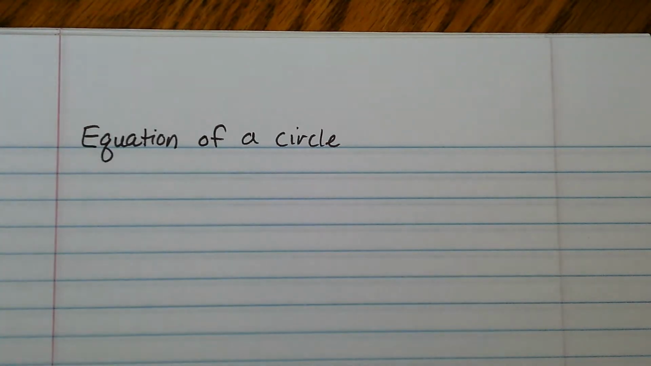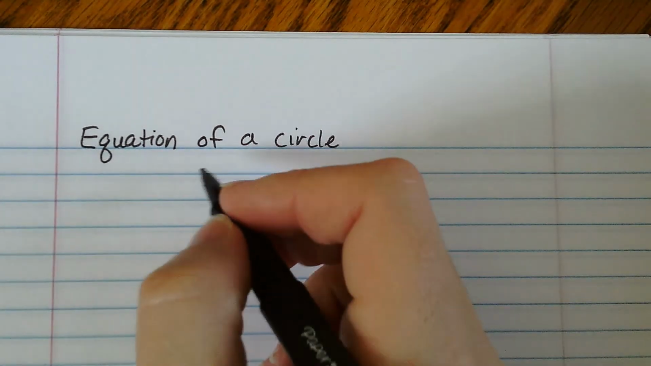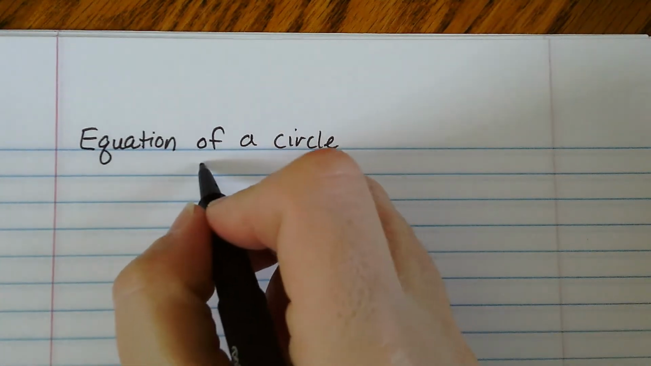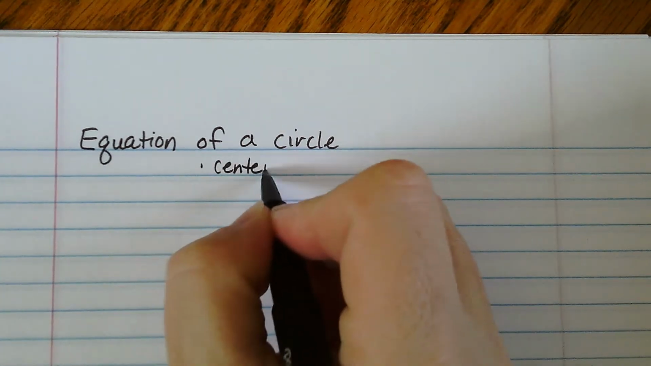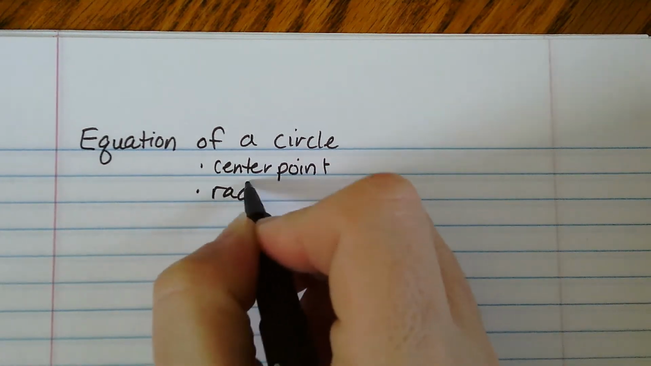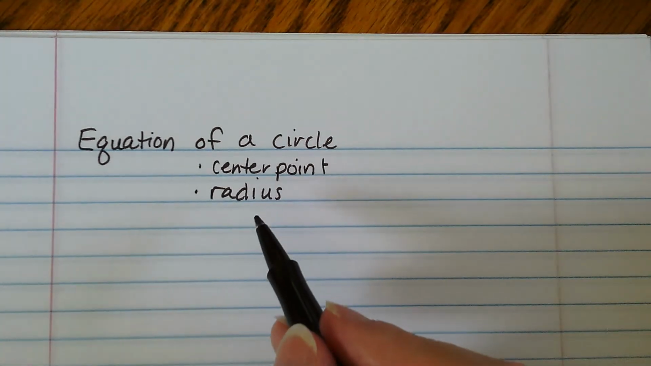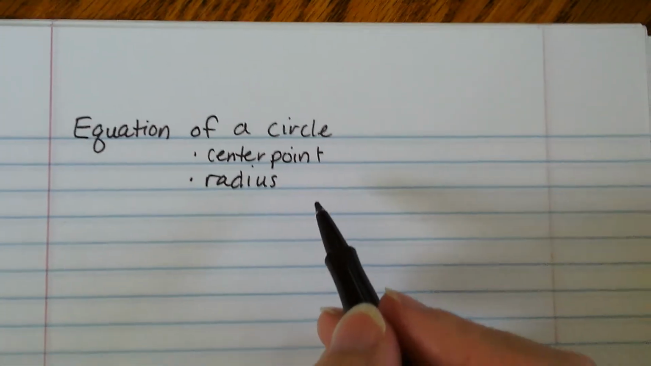Well, hello. And what we're going to do is start with the equation of a circle. So you learn this in geometry, that the equation of a circle has to have a center point and a radius in order for it to be a circle. And the radius is the distance from the center point to the circumference.